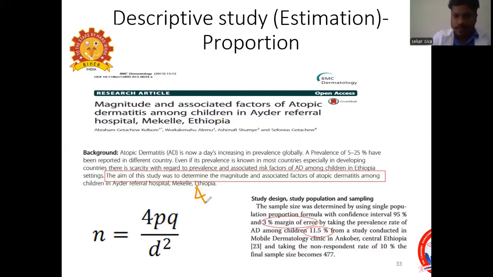For the prevalence rate among children, that is 11.5. That is 11.5 into 100 minus 11.5. That is 88.5.